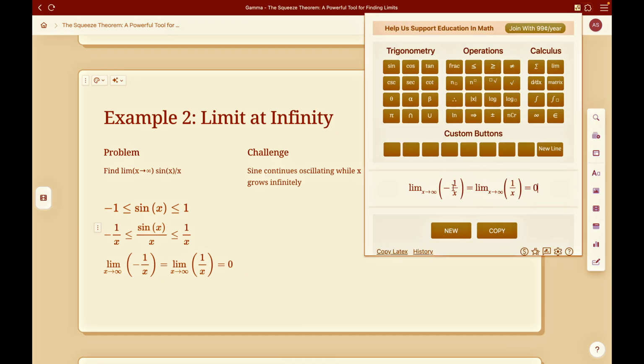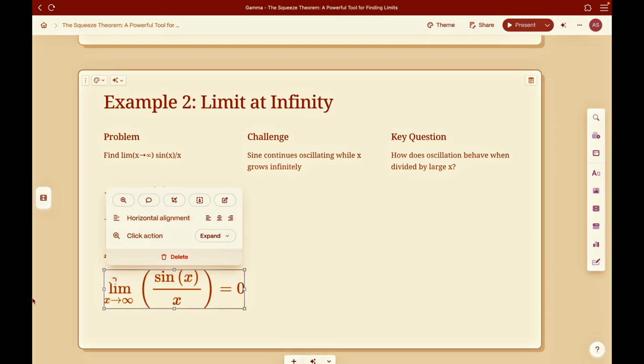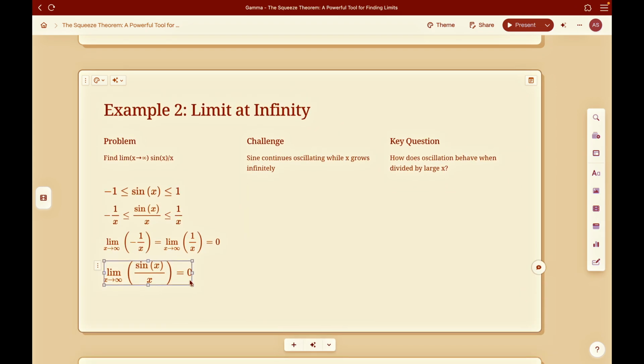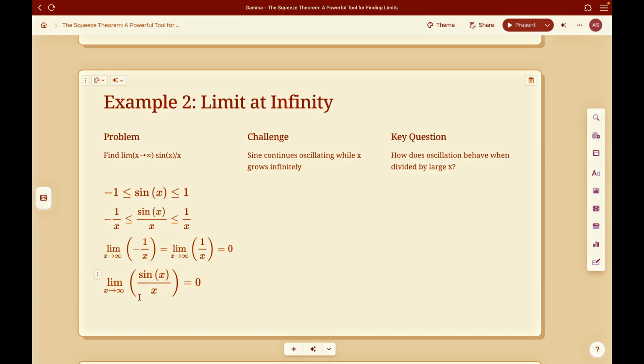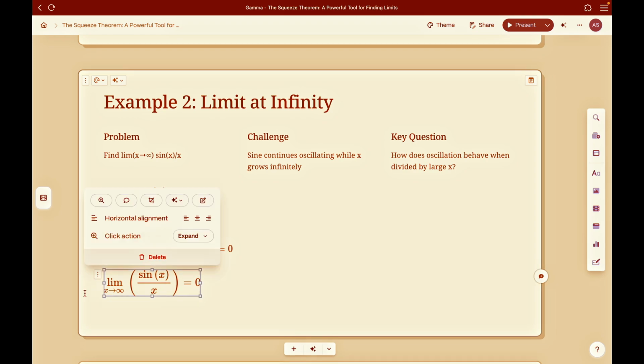So our final solution is the limit as x approaches infinity of sine x divided by x is equal to 0, just like the two functions we defined that bounded it. So that's our final answer. Now let's move on to the solution slide.